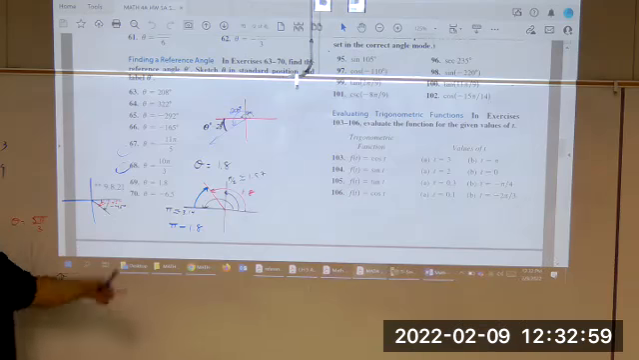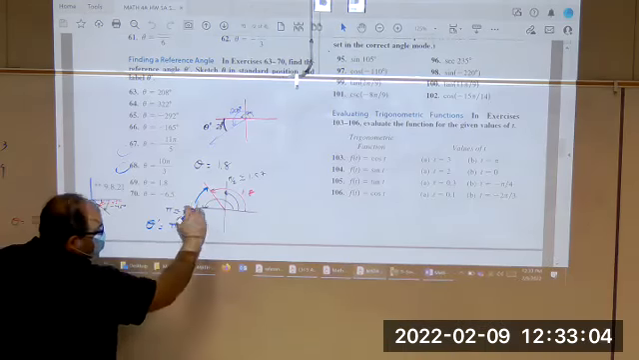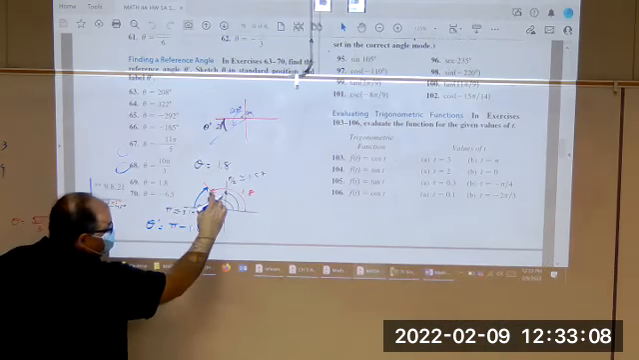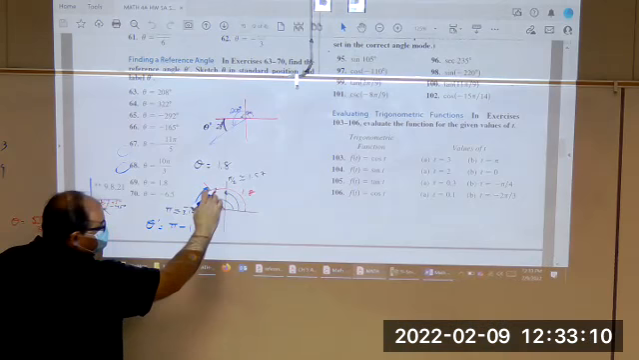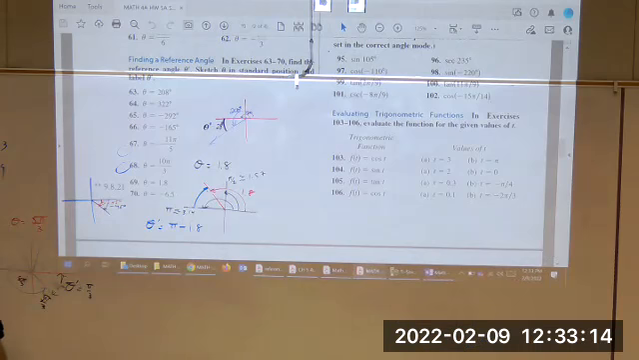Because it's in quadrant 2, this amount of opening for theta prime is the whole pi, and you're missing that 1.8 for this part right here. That's your theta prime. Okay.